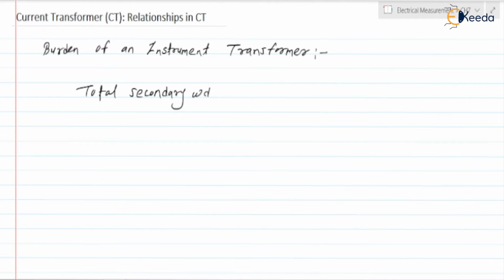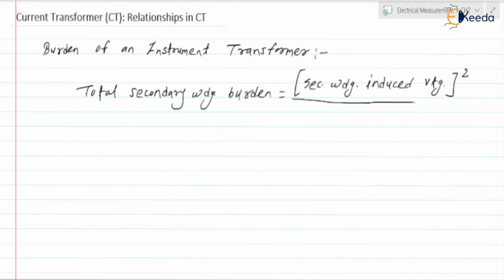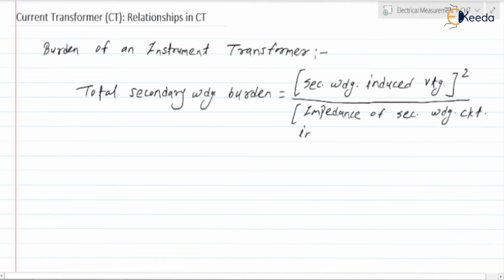The total secondary winding burden is equal to the secondary winding induced voltage squared, divided by the impedance of the secondary winding circuit including the impedance of the secondary winding. This is the total secondary winding burden.